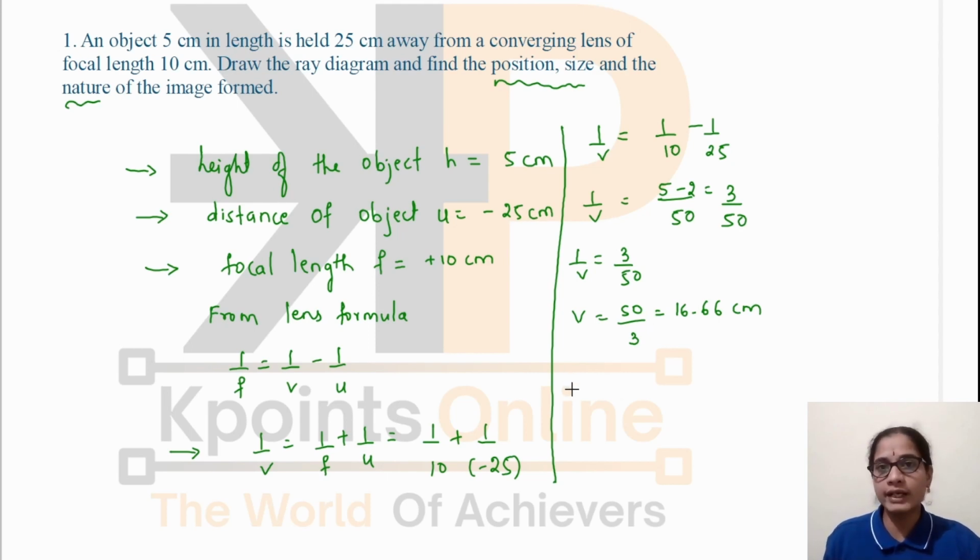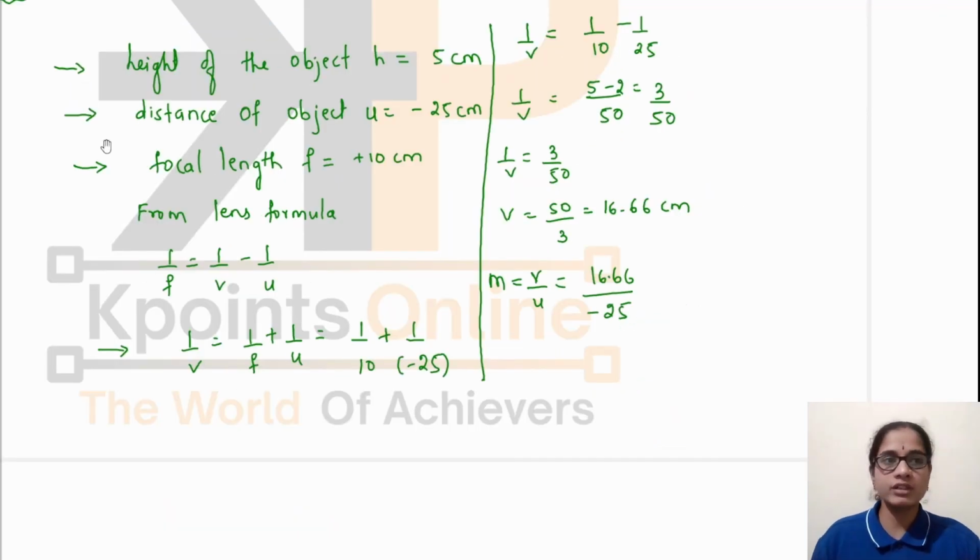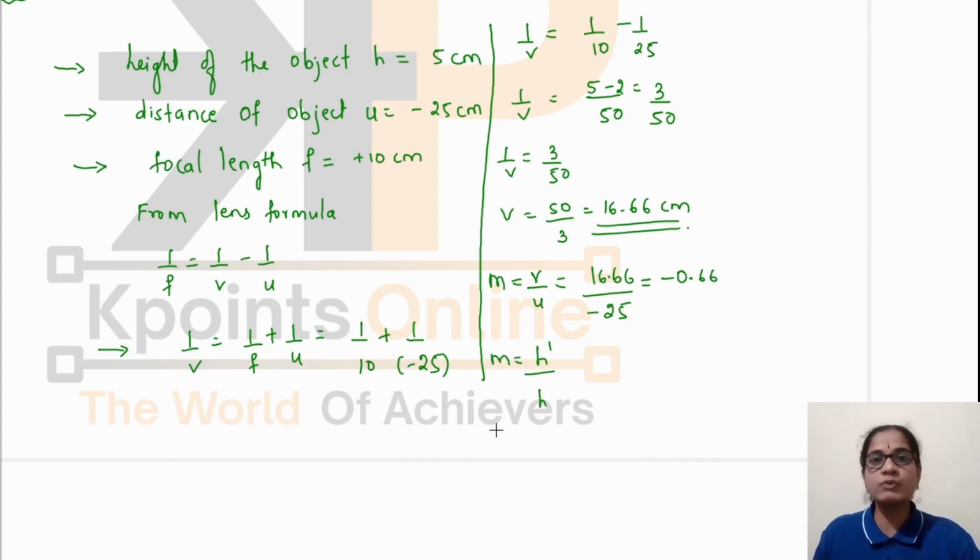Now we have to calculate the height of this image formed. And we know that from the magnification. And we know that magnification is given by the ratio of image distance by object distance. It will be 16.66 by minus 25. So it will be approximately minus 0.66.